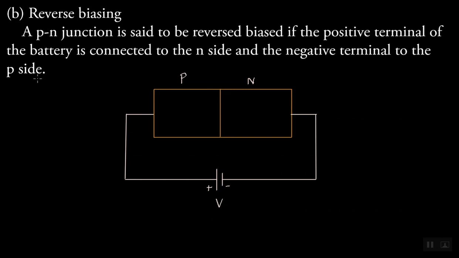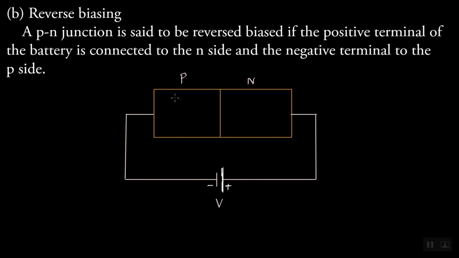And reverse biasing. A PN junction is said to be reverse biased if the positive terminal of the battery is connected to the N side and the negative terminal to the P side. This is just the opposite. I think I made a mistake in the diagram. P should be connected to the negative terminal, so this one must be longer. Yes, this must be positive and this must be negative.